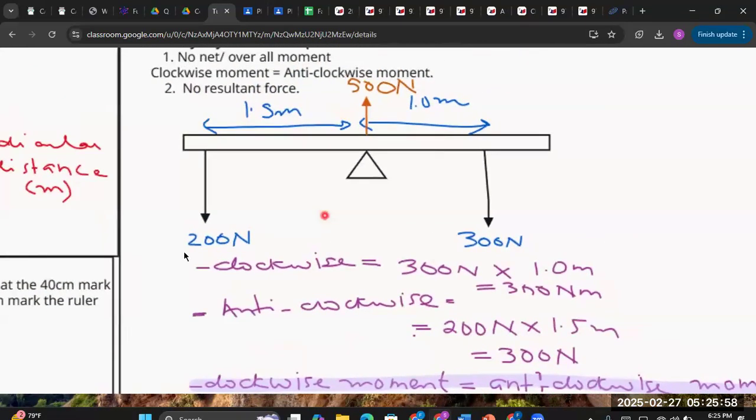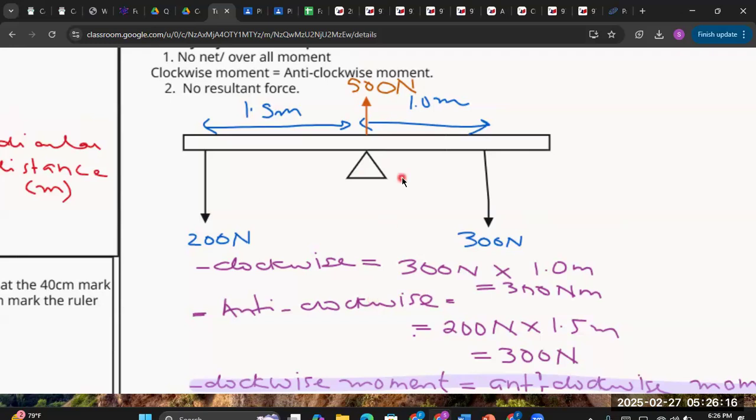Then let's take a look at the forces. There is a force acting downwards of 200 and another force acting downwards of 300. So 200 plus 300 gives us 500. That means there is a total force acting downwards of 500.